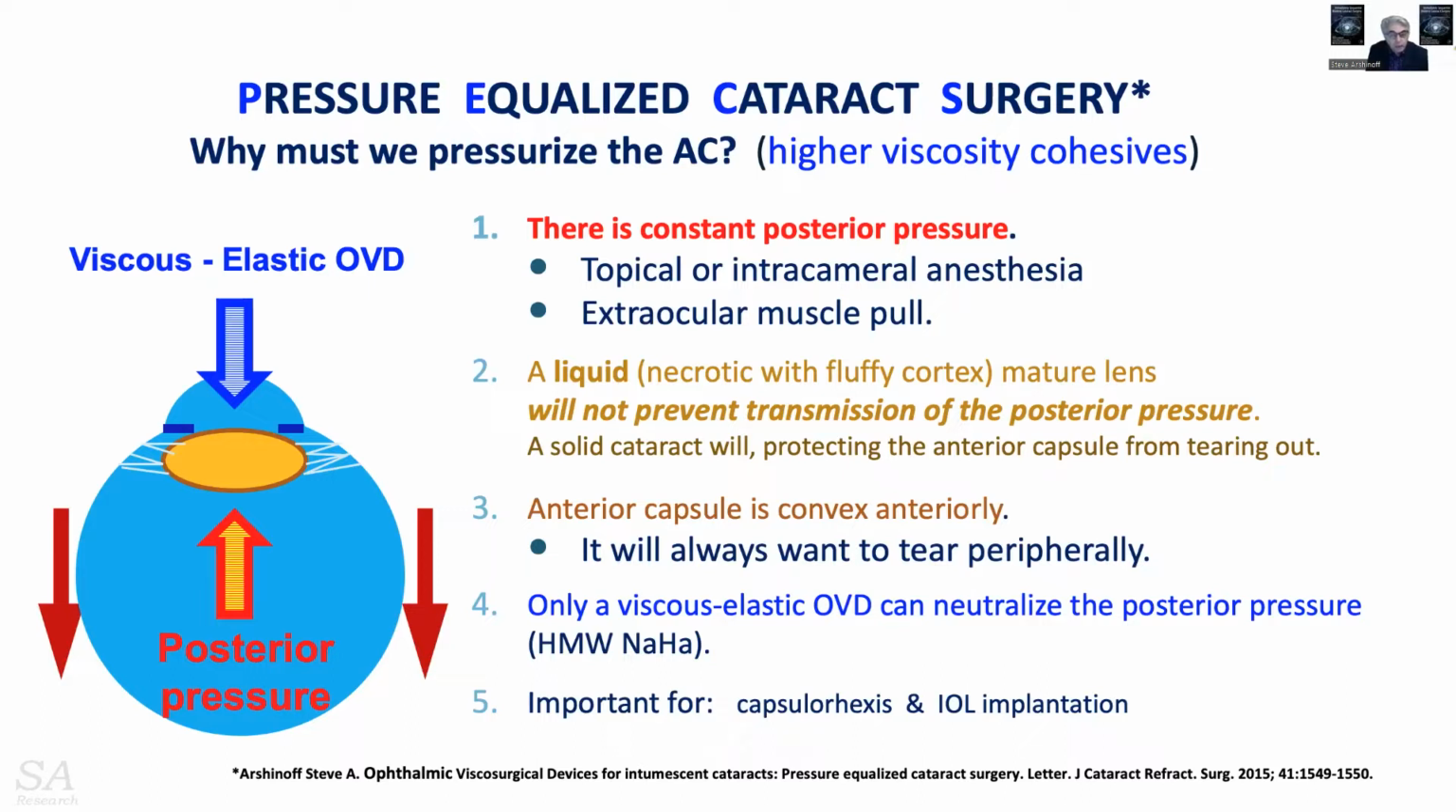And a mature cataract is basically a necrotic cataract and a necrotic anterior capsule. And so because it's a fluid, it will allow transmission through the cataract to the back of that lens capsule, and that's what makes it tear out. The fact that the capsule itself is not strong. And the capsule is convex anteriorly. So an anteriorly convex thing that you perforate with pressure behind it will tear out to the periphery. So if you place a viscous elastic OVD in front of it and you flatten it or make it concave, it will not tear out, it will only tear in.